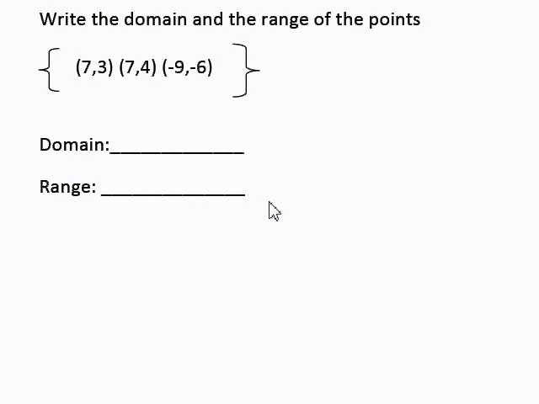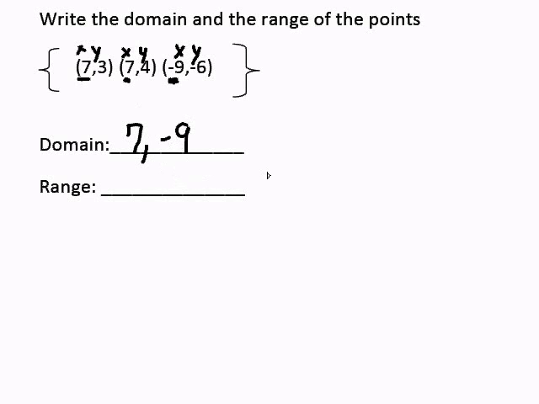And for our final example, let's write the domain and range of a list of points. Remember, your domain are all of your x values, your range are all of your y values, and points always come in the order x and then y. So our domain includes all of those x values. We have 7, we have 7, and we have -9. Since 7 is repeated, we list 7 once, and then we list -9.